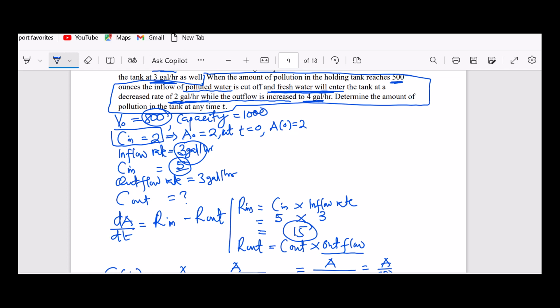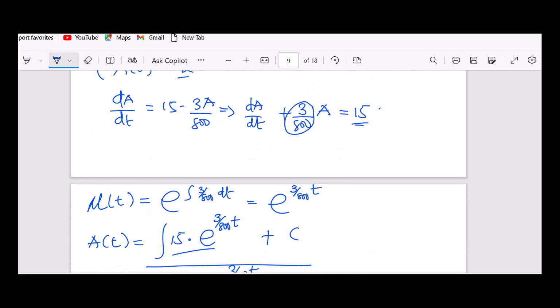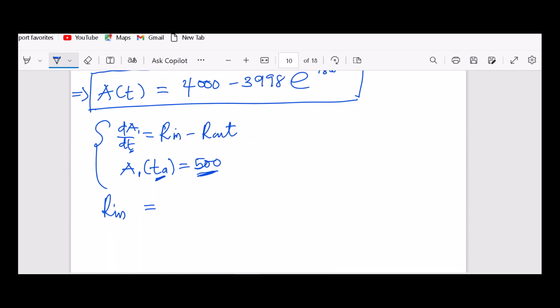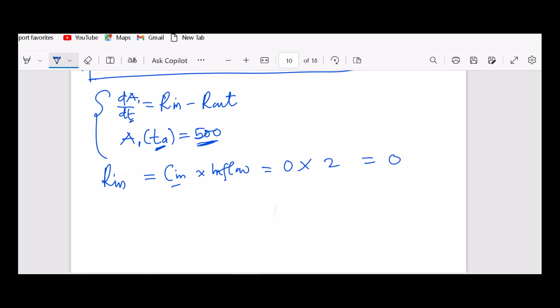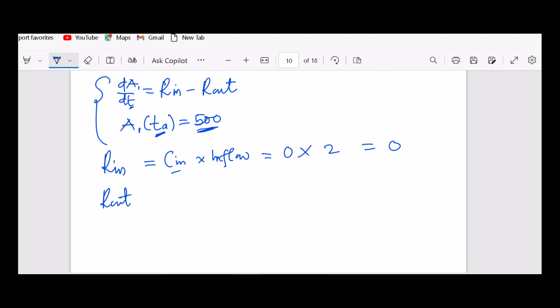It's fresh water, there is no pollution. So it simply means that the rate in is the concentration in times the inflow. The concentration in the fresh water will be 0 times the inflow, so that is just 0. Now the rate out, we know that it is the concentration out times the outflow.